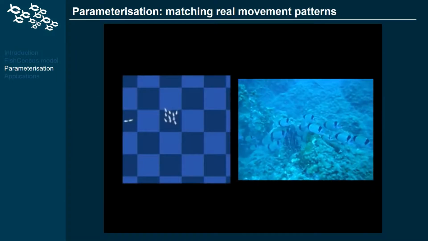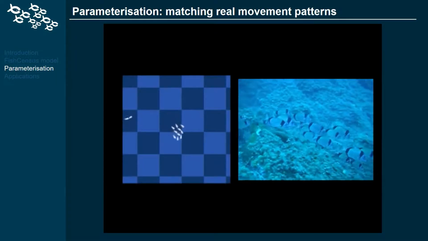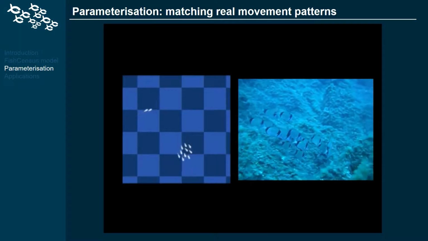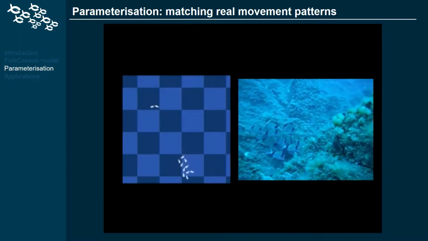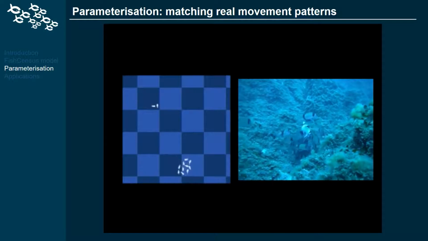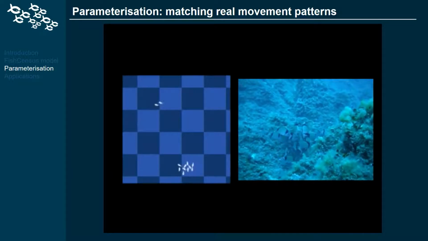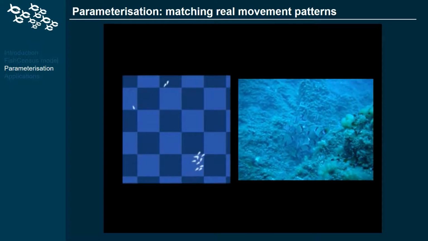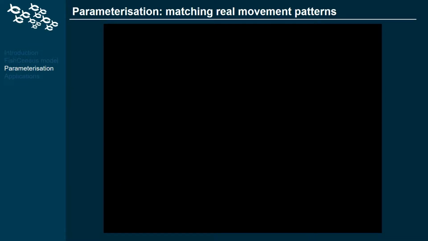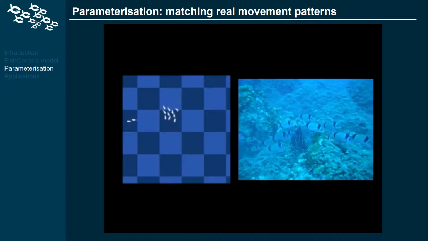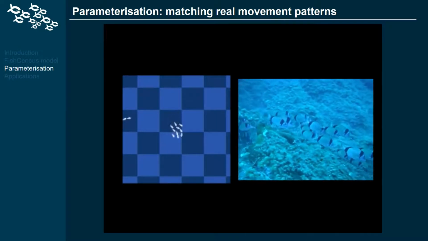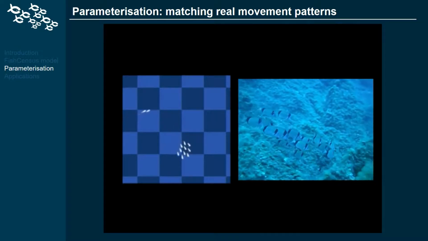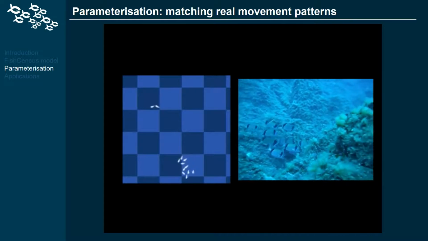And the parameters and the weight of the vectors should be shaped, and they can be shaped in real time, as we'll see in a minute. And the effect of this shaping should match observed patterns from, for instance, underwater video, as we are seeing here. And this is the transition from a searching behavior to a feeding behavior in this schooling species.